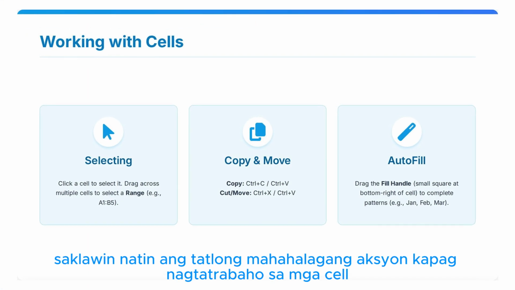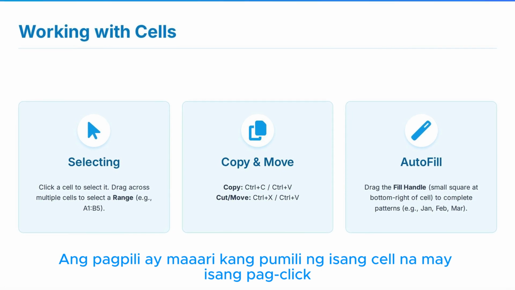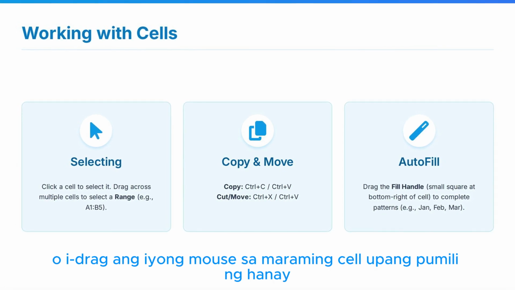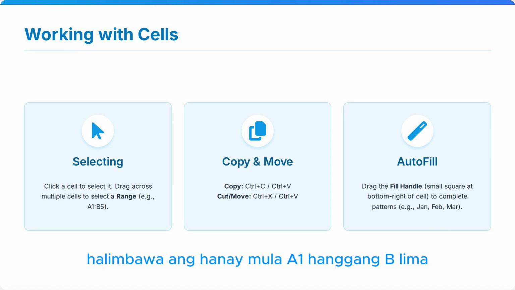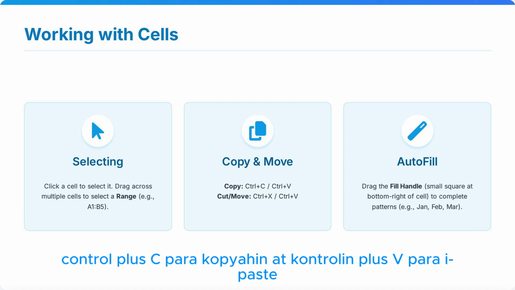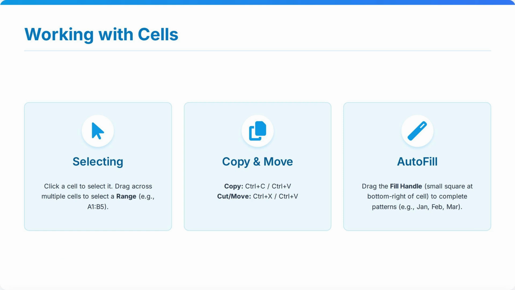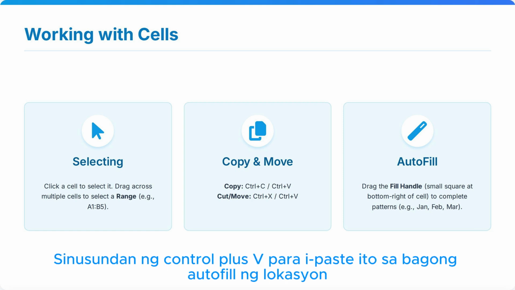Let's cover the 3 essential actions when working with cells. Selecting. You can select a single cell with a click, or drag your mouse across multiple cells to select a range. For example, the range from A1 to B5. Copy and move. Use standard keyboard shortcuts, Ctrl+C to copy and Ctrl+V to paste. For moving data, use Ctrl+X to cut, followed by Ctrl+V to paste it in the new location.